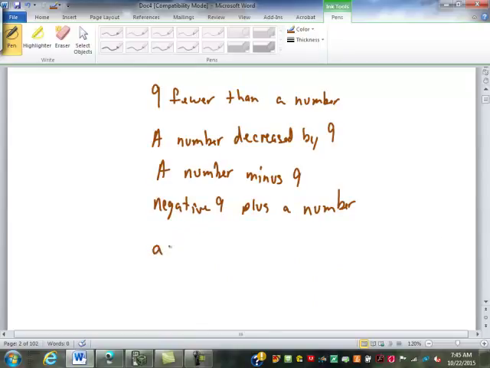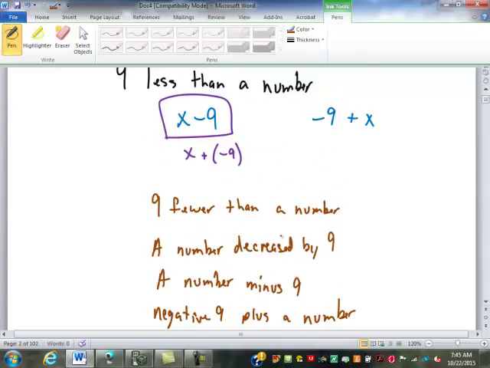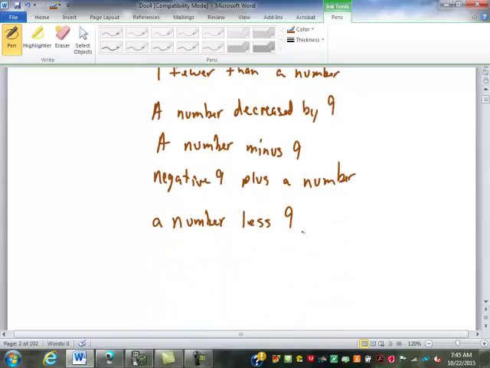Here's one that's very subtly different than our first one. A number less 9. That was a little bit vague. The first one was 9 less than a number, which meant the 9 was being taken away from the number, the 9 coming first, 9 less than, you're taking 9 away from. Here, a number less 9 means still you're taking 9 away. It's just worded a little bit differently. And kind of along the lines of a sum, what's the result of a subtraction problem called? Anybody know? The difference.